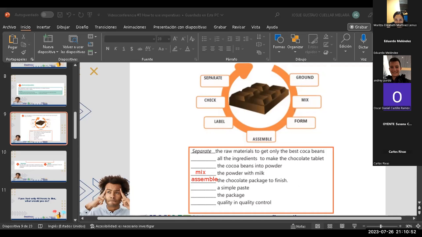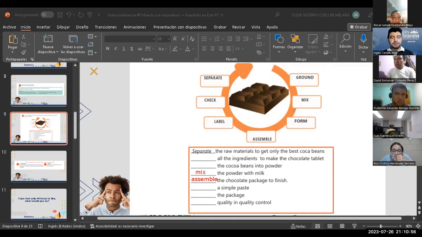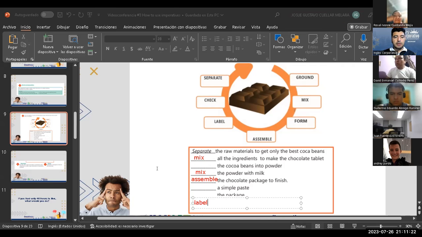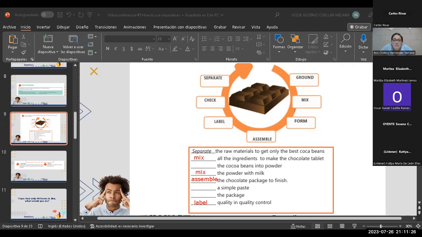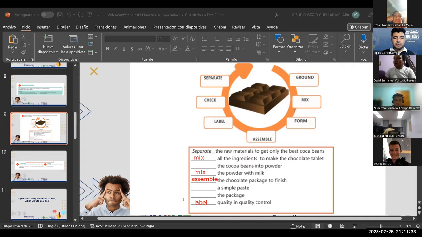We can have Maritza and Rivas. Or Andre, okay, Andre. Number two, mix. Okay, yeah. Yes. Thank you. Yes, mix. It's used two times. Rivas, number please. Number seven, label the package. Yeah, that's it. Correct. Okay, good. Maybe we can have Maritza, Eduardo, Gustavo, I don't know. We have 1, 2, 3. We have label, mix two times, assemble, separate. Okay.